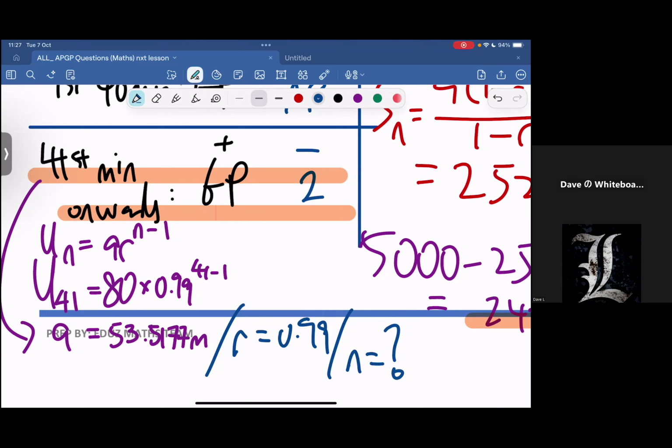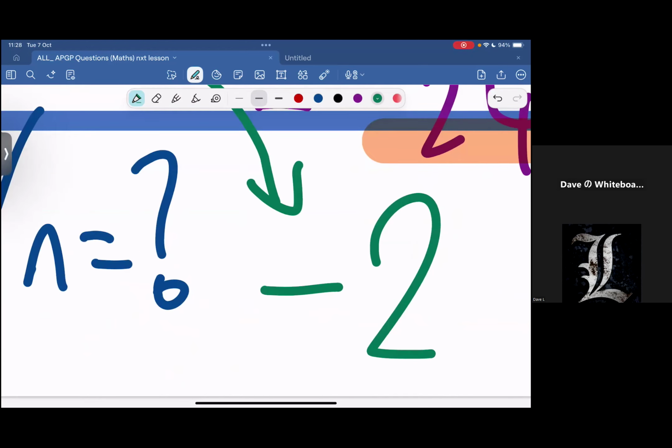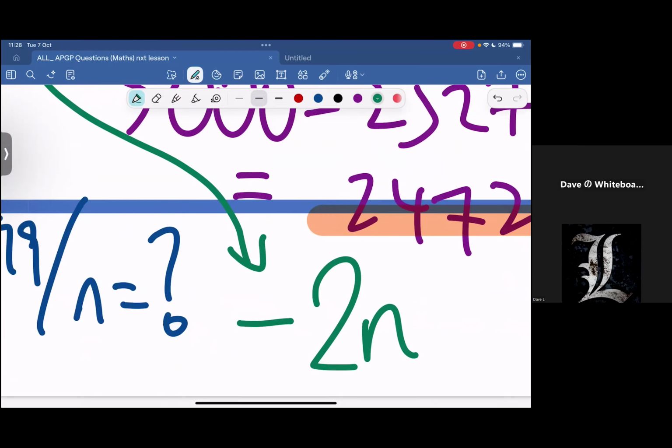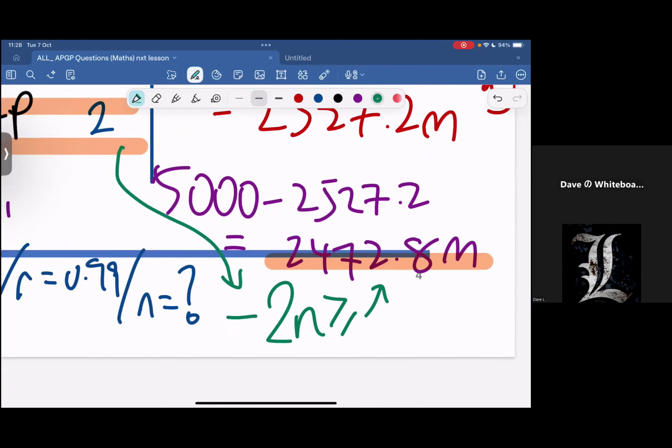This one will form an equation in terms of the sum of GP. Then you must remember this thing: you must minus away. You see the 2 there or not? The 2 is no longer an AP already. You must push back by 2 meters every minute. So for that sum, you must minus away 2 times n, which is 2n. That would then be greater than or equal to this number, 2472.8.